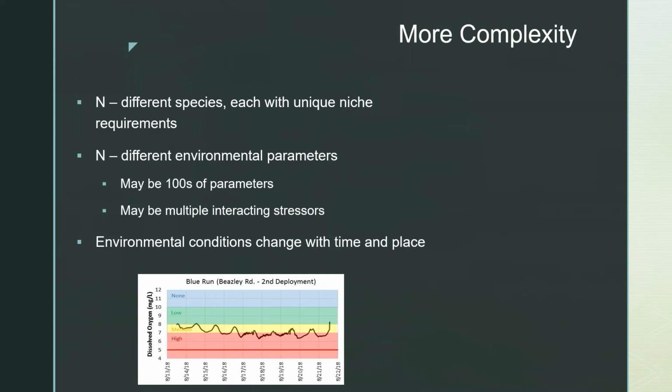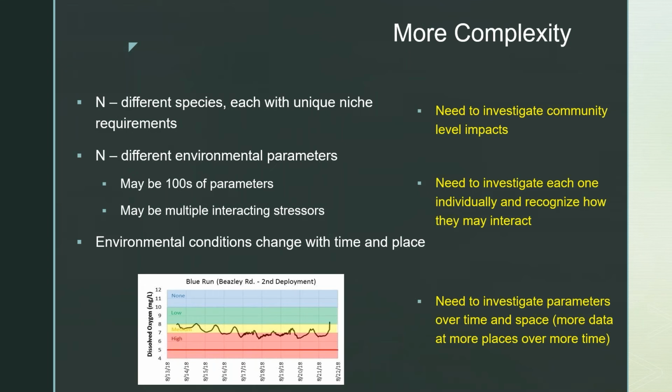And then lastly, those environmental conditions aren't just a dot. They change with time and they change with place. So all of these things we really need to consider in a stressor analysis, which means how do we consider all the different species and their individual niches? Well, that means that we need to look at community level impacts, which is why we use benthic macroinvertebrates as an indicator to start with.